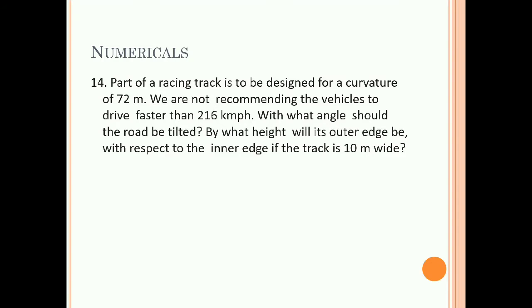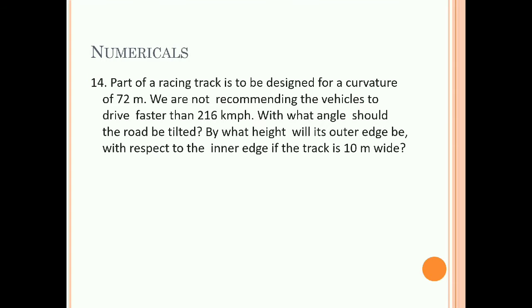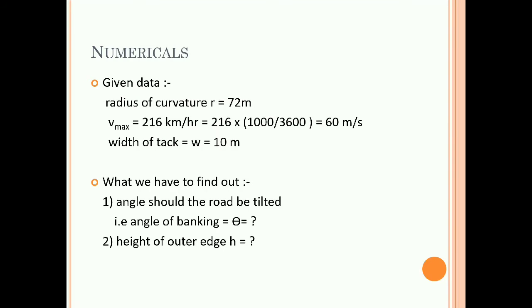So what are the given things here? Radius of curvature is given as 72 meter. Maximum velocity for the vehicle is given as 216 km per hour, and width of the track is given as 10 meter. What is asked to determine here? The angle of banking and the height of the banked road. So r equal to 72 meter we will be taking.